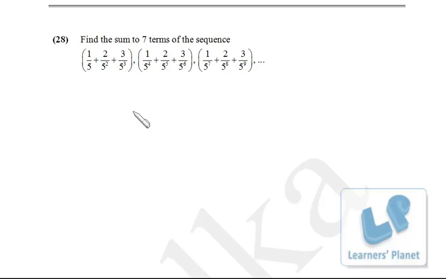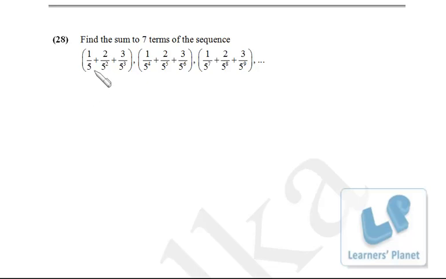Now we have this pattern of problem. Find the sum to 7 terms of the sequence. Here you can see the first term is 1 upon 5, 2 upon 5 square, 3 upon 5 cube, and the second term is 1 upon 5 raised to 4, 2 upon 5 raised to 5, and 3 upon 5 raised to 6. So 1, 2, 3 is common everywhere.